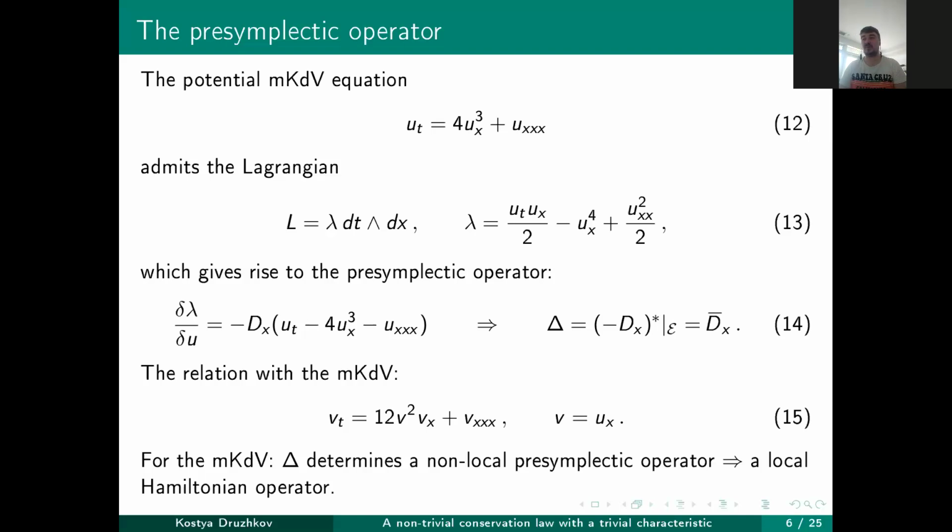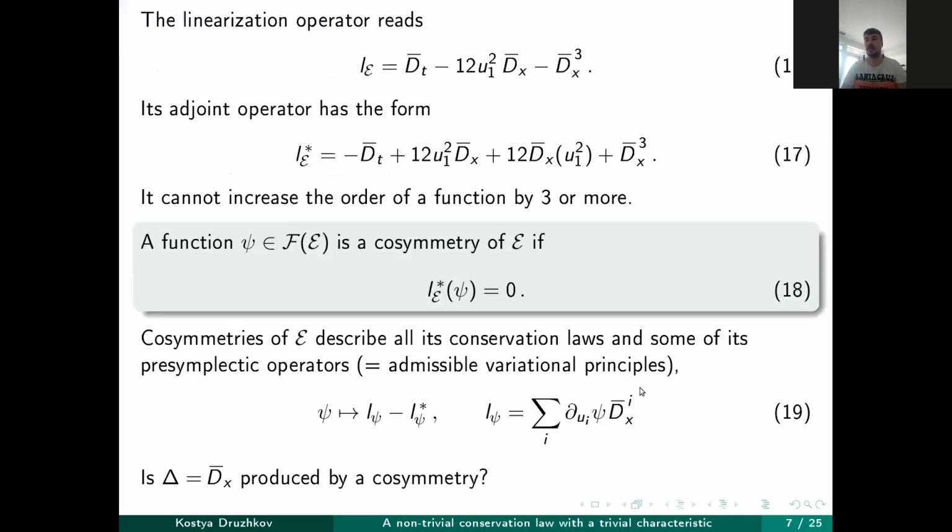We can formally rewrite the operator delta for potential MKdV in terms of the MKdV itself. As a result, we get a non-local pre-symplectic operator, which turns out to be a local Hamiltonian operator of this equation. So this is why I use the name potential MKdV equation. I just introduce a potential into the MKdV and get the potential KdV. Yes. So now we need some operators in order to calculate everything.